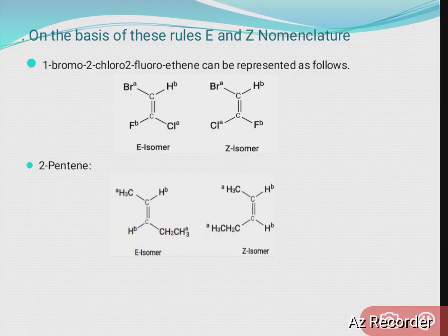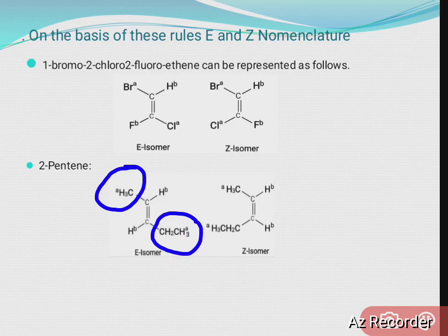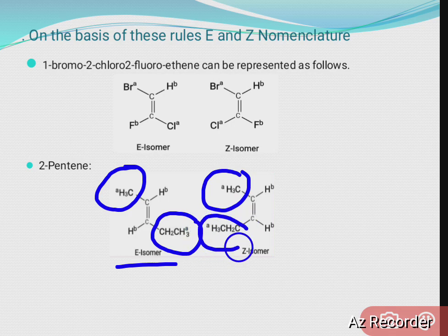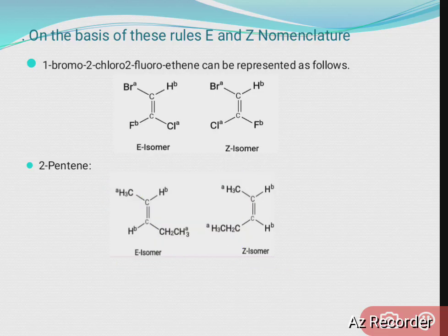Okay, next, see here in case of the first carbon atom, this is the highest priority. For the second carbon atom, this is the highest priority. Two highest priority groups are present on the opposite side, hence this is the E isomer. Here, the two highest priority groups are present on the same side, then it is the Z isomer. Okay, next.